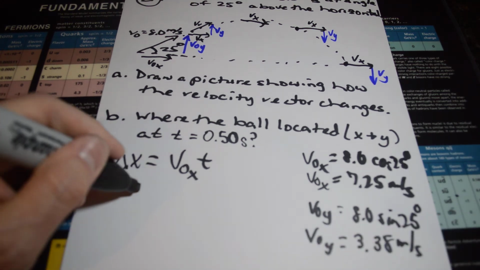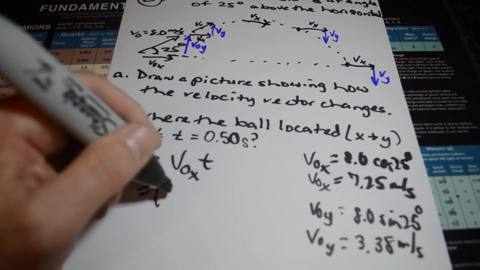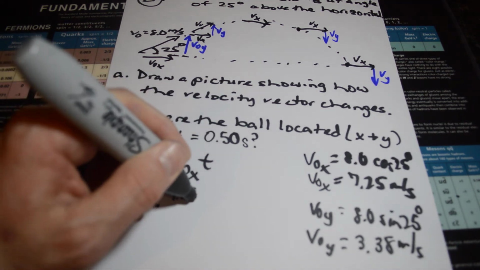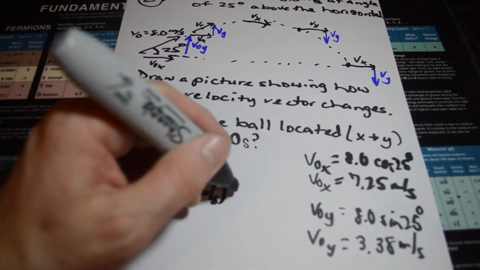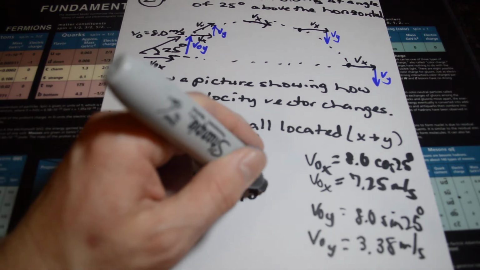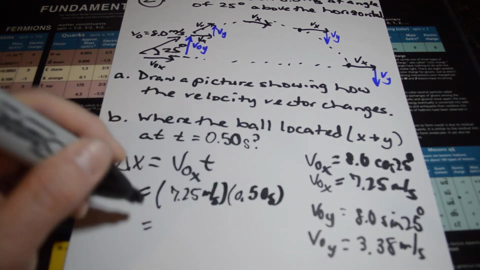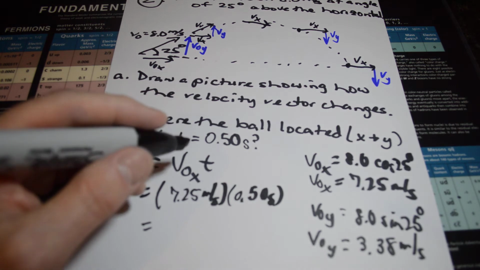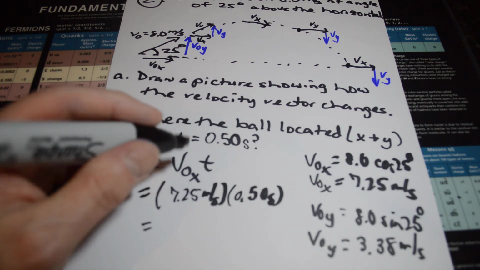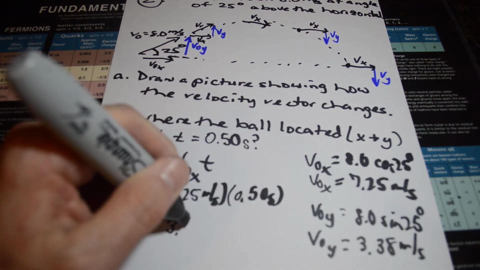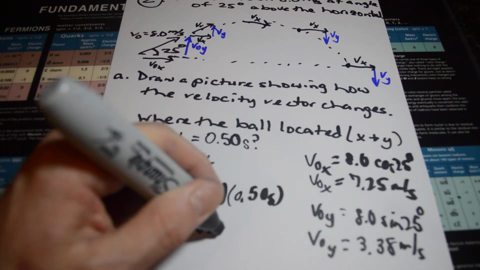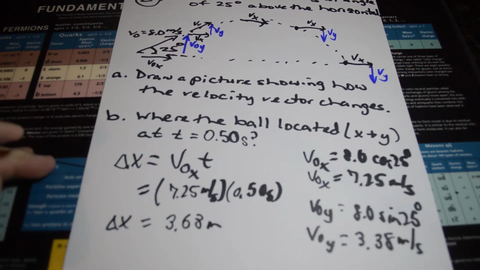In this case, then at half a second, I'm going to take that x velocity, 7.25, and multiply by half a second. And it tells me that it's 3.63 meters in the x direction. That's how far it's traveled.